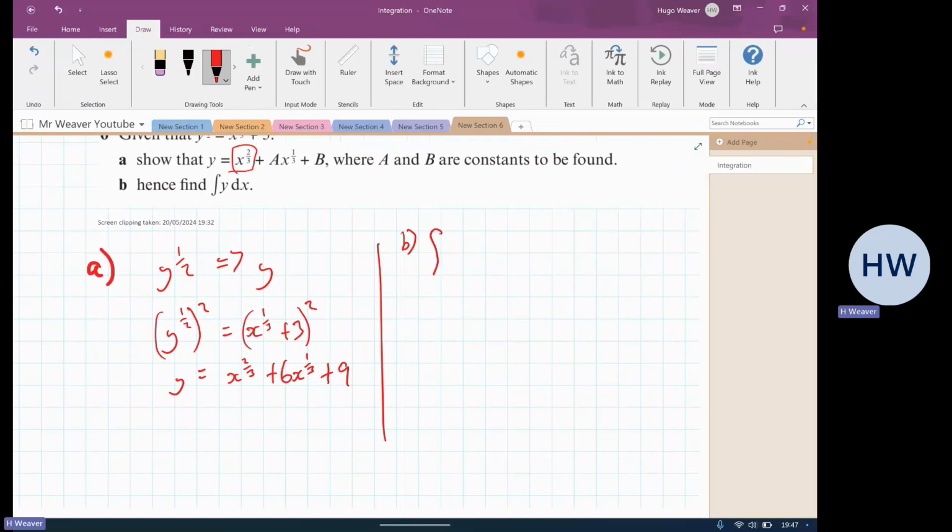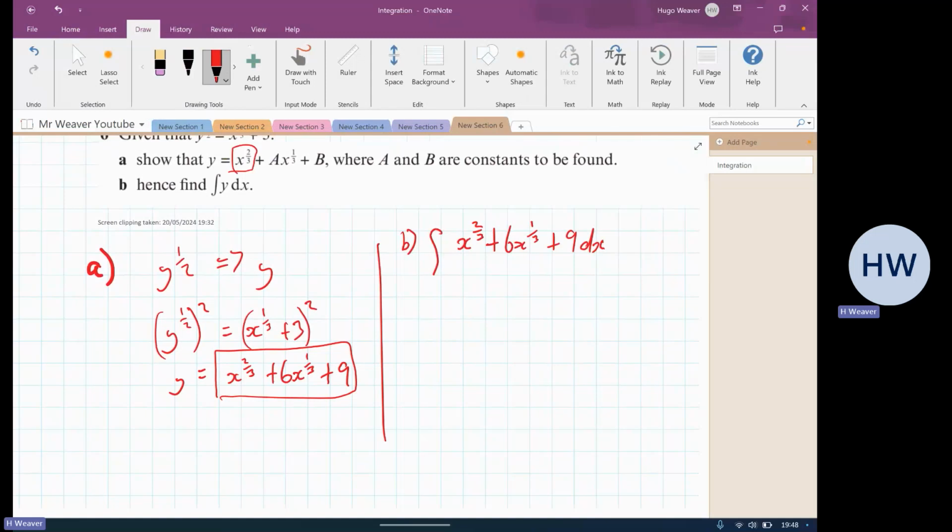Now, part B, I now need to integrate it. So if I need to integrate it, I'm now going to use this equation here. Now, the reason for that is in year 12 maths, you can only square it when you've got a y on one side. You can't have it where you've got y squared and so on. You'll find there'll be caveats to that when you get into year 13. But for now, we're just going to have it when it's just y. So I'm going to integrate x to the power of 2/3 plus 6x to the power of a third plus 9 dx, so in respect to x.